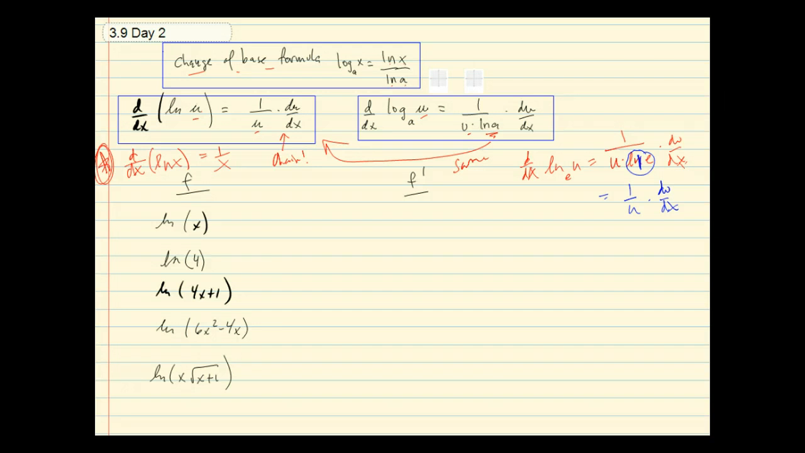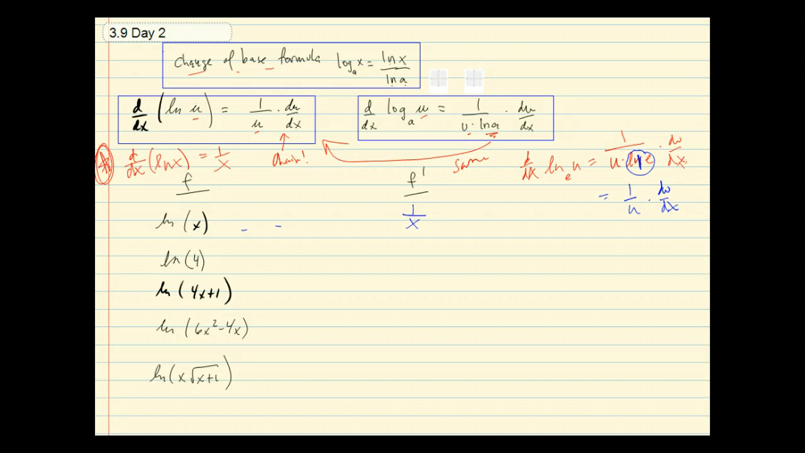Anytime you want to take the derivative of log base a of u, it's 1 over u, and then times, in the denominator, the natural log of the base. Alright, so let's practice these rules on a couple of problems.